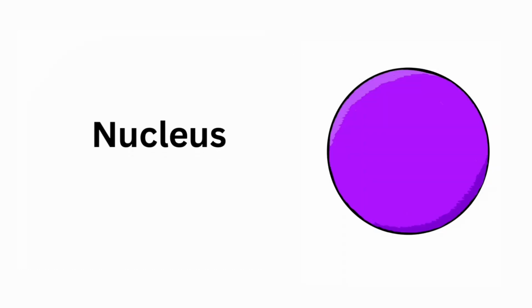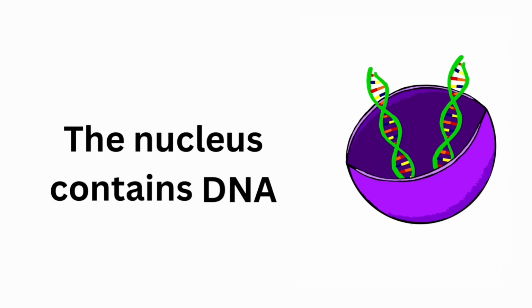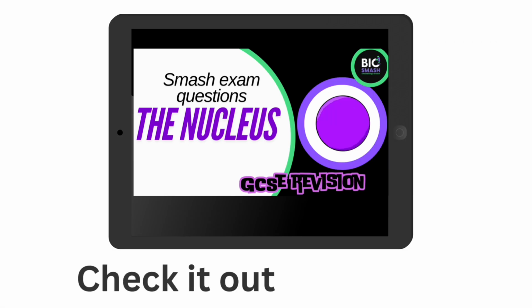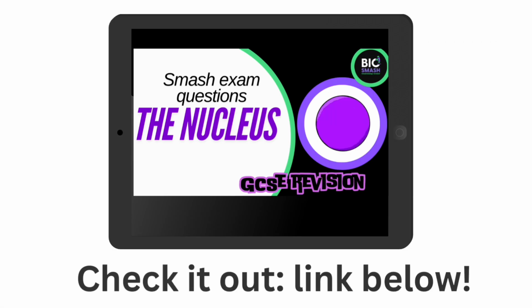Hopefully you know by now that there are lots of cell parts inside the cytoplasm. One of these is called the nucleus. The nucleus is a hollow ball, and if you open it up, inside you will find DNA. And that DNA is actually all of the instructions that the cell needs to follow. These instructions are called genes. If some of this seems a bit new to you, then go and watch this video, which is all about the nucleus. I'll put the link below.